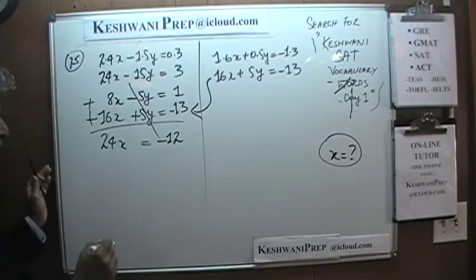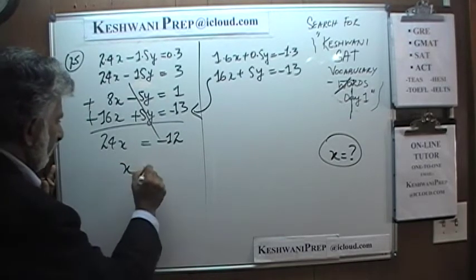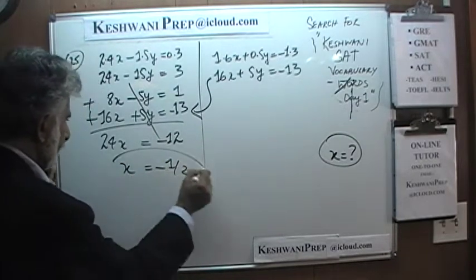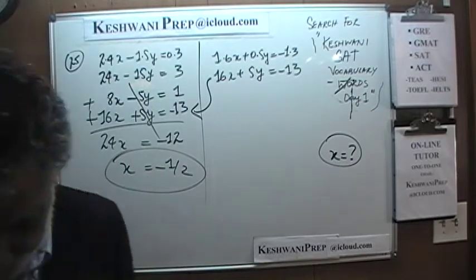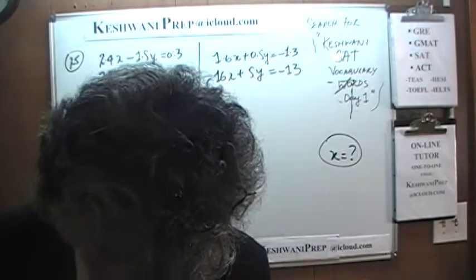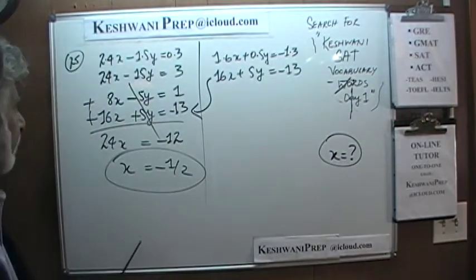Divide both sides by 24, you will find that x equals negative 1 half. And that's all there is. Very simple, very straightforward. Let's move on to number 26.